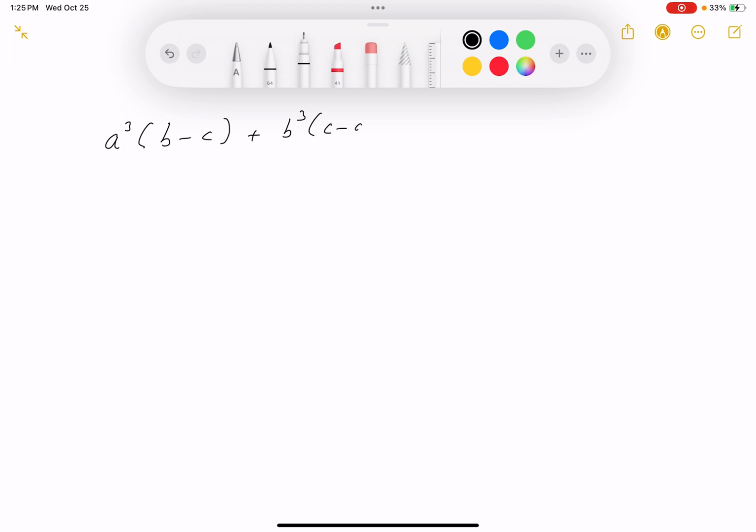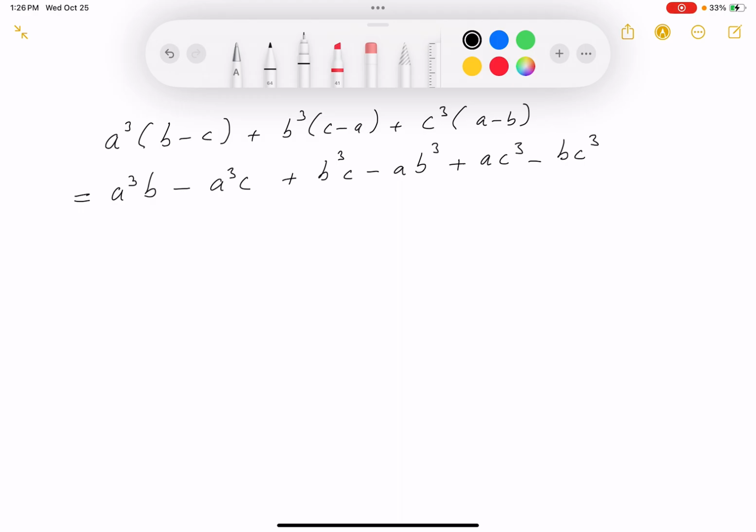Let's write this down. C minus A, and then plus C cubed, and then A minus B. All right? I'm going to multiply it out because I don't see a GCF at this point. So I'm going to multiply it out and hope to see something. Let's write this down carefully. A cubed B minus A cubed C. I'm going to try to maintain alphabetical order, by the way. B cubed C minus AB cubed plus AC cubed minus BC cubed. All right?